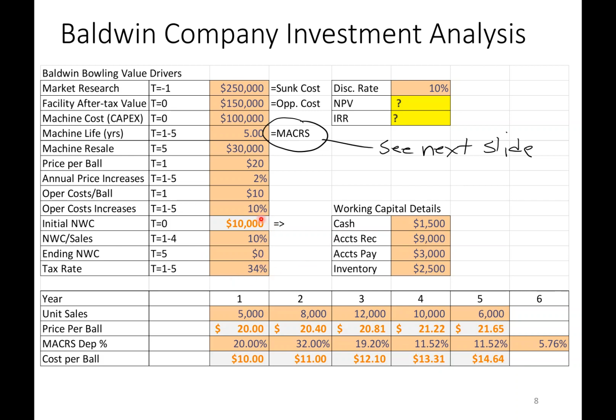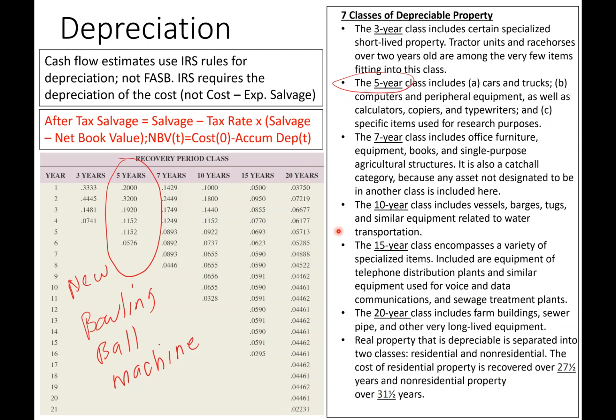So my working capital includes cash, receivables, payables, and inventory. So I'll consider cash as a non-interest bearing working capital for this example. So what we're going to calculate is the NPV and IRR, using a discount rate of 10% for the NPV. And let's go to the spreadsheet.